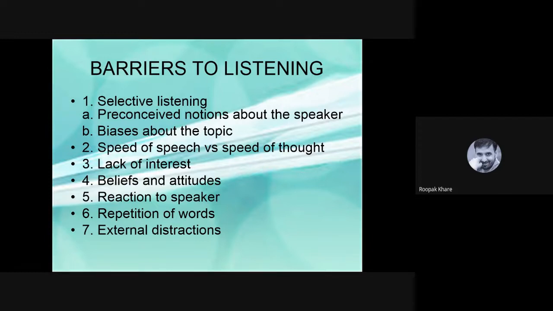Number two, speed of speech versus speed of thought. The one who's speaking, the speed is probably very high or very low, and it does not match with the speed of thought, the way a receiver is thinking. Lack of interest. The one who's listening does not have any interest in listening or in the topic that is being told. Beliefs and attitudes, the value system, the way you look at things, the way you understand, comprehend things, the way you react as a society to them. So beliefs and attitudes.